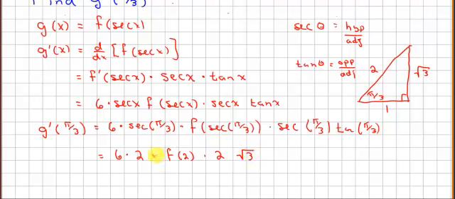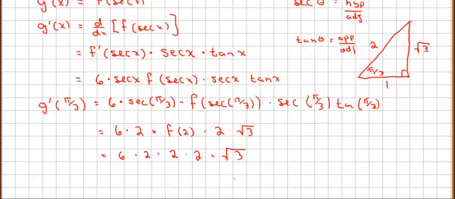Now we're also given, if you look back up there, that f of 2 was 2, so this is going to be 6 times 2 times 2 again times 2 once more times the square root of 3. And 2 times 2 times 2 is 8, so this will be 6 times 8, or 48, times the square root of 3. I hope that this helps you with the problem that you're dealing with.